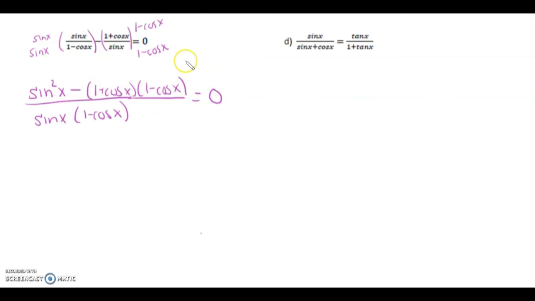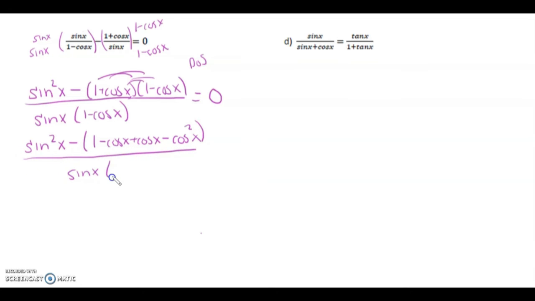Okay, I noticed this immediately, difference of squares. So I'm going to go ahead and expand that, and we're going to get sine squared x minus, so this is going to be 1 minus cos x plus cos x minus cos squared x. Okay, and I'm just going to rewrite the denominator. So in difference of squares, that middle term cancels out. Now, if we think about it, and I'm just going to rewrite this so we can see it, we have sine squared x minus, well, what's 1 minus cos squared x? What can we sub in for that?